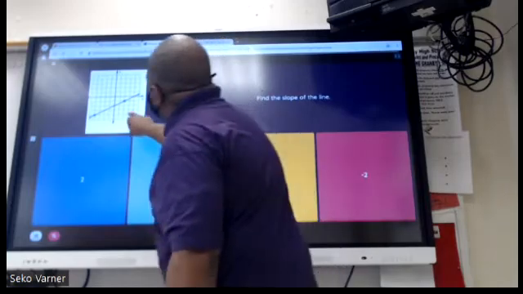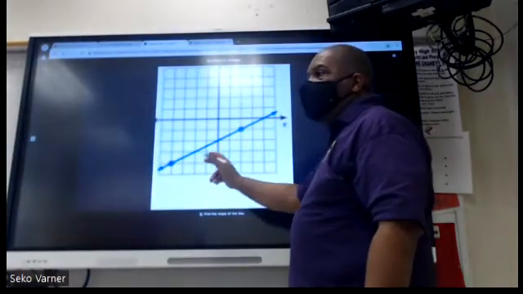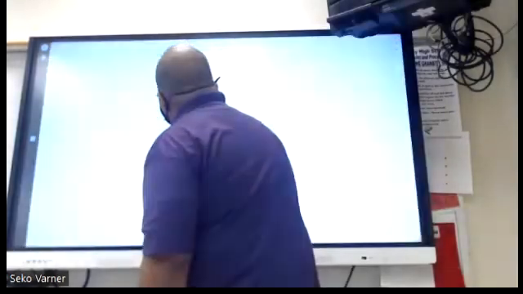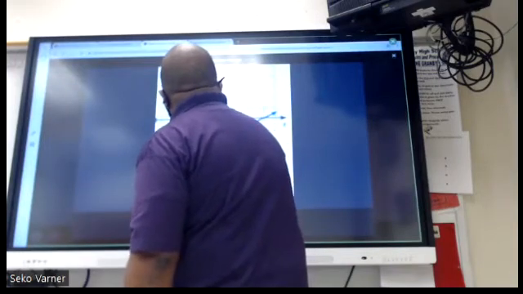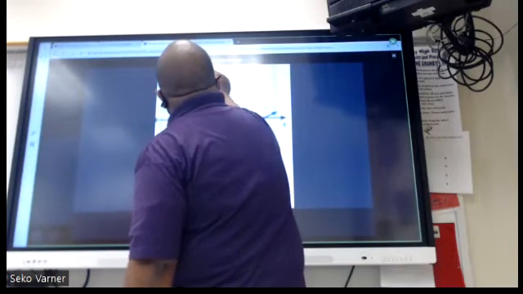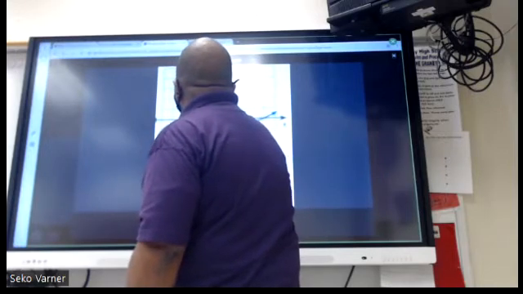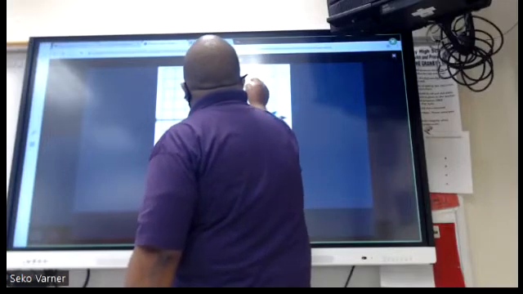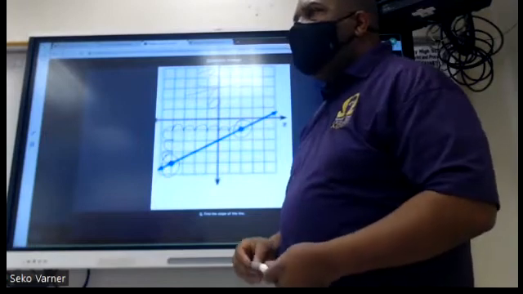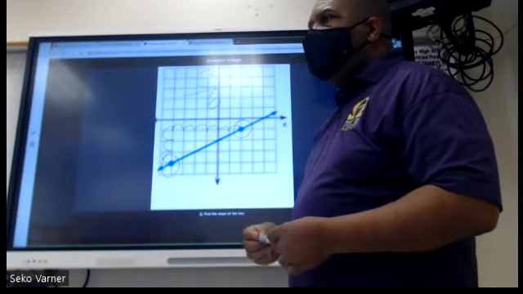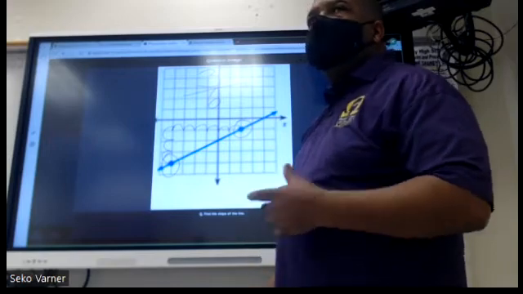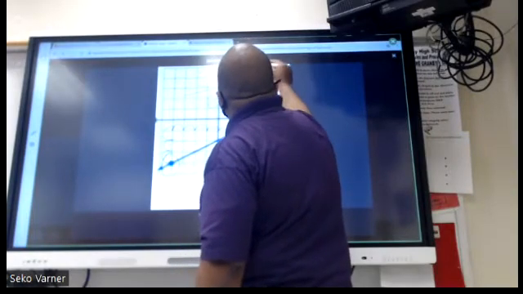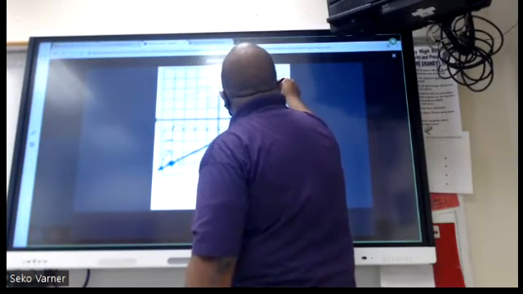All right, so let's look at this one. This line is going up, right? So is that positive or negative? Positive. We start here, we go here. We went up 1, 2, 3. So at the top of our fraction is 3. We went over 1, 2, 3, 4, 5, 6. Will 3 go into 6? Three goes into 6 twice. So I can reduce that to 1 over 2.